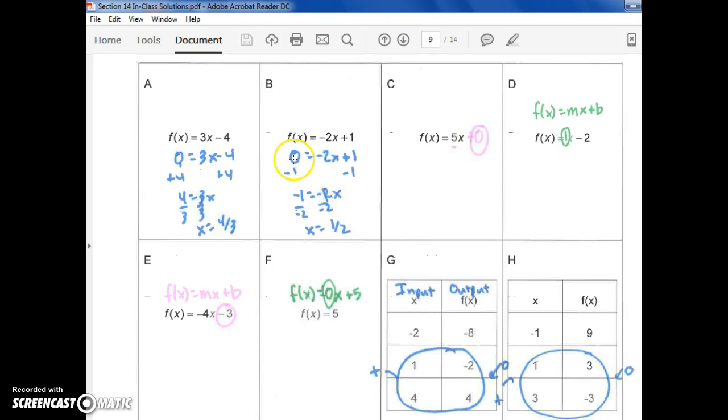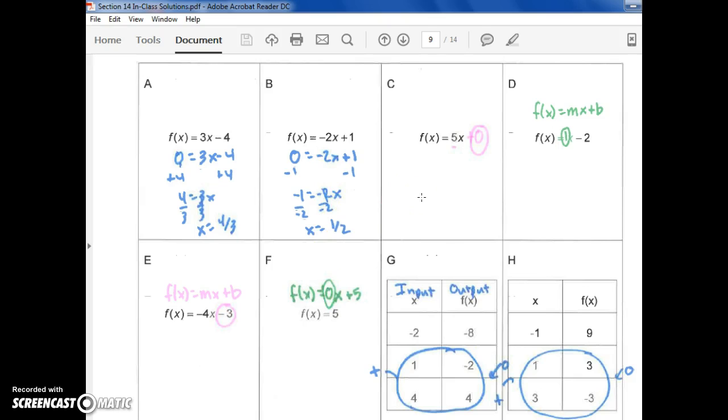And then card B, same rules. We're going to take this 0 for f of x and set it equal to negative 2x plus 1. Solve for x, so bring 1 over to the other side by subtracting. We've got negative 1 equals negative 2x. And then divide by negative 2 gives us x equals positive 1/2.